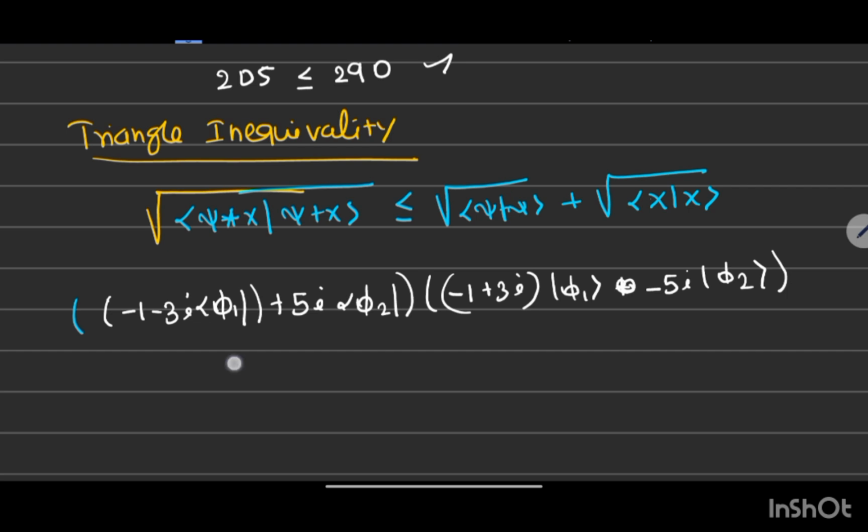This is my LHS, which will be 1 plus 9, 10, plus 25, which is 35.